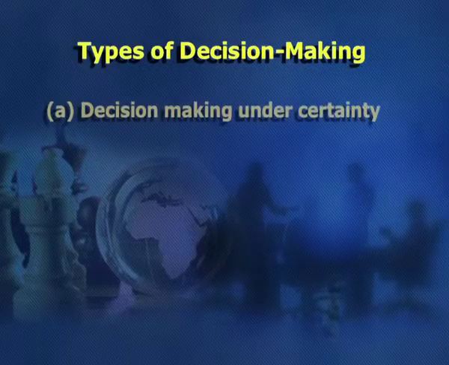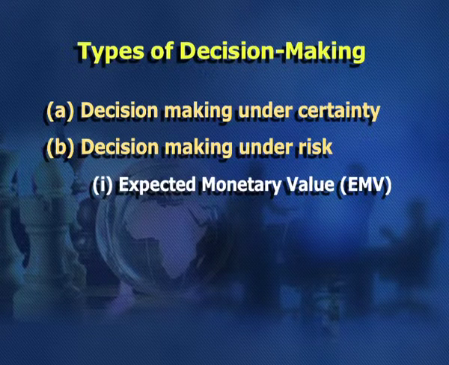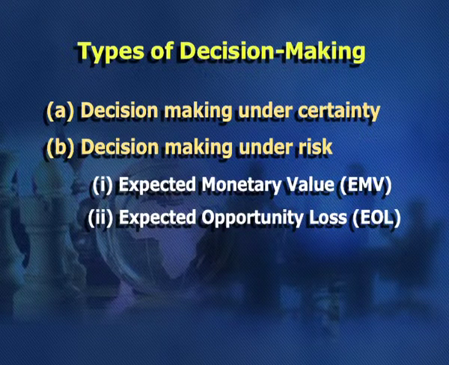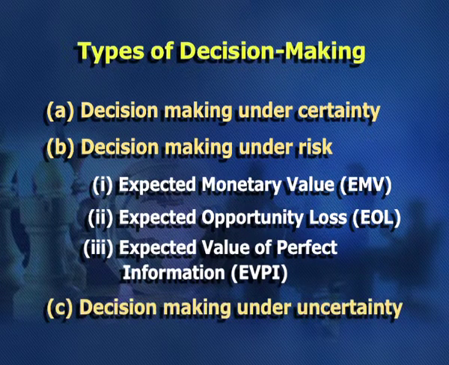Now, types of decision making. Decisions are based upon the data available about the occurrence of events as well as the decision situation. The types of decision making environment: 1. Certainty, 2. Uncertainty and 3. Risk. A. Decision making under certainty. B. Decision making under risk, there are three methods in that: expected monetary value, called EMV, expected opportunity loss, called EOL, and expected value of perfect information, which we can also call EVPI. And C. Decision making under uncertainty. We will start with decision making under certainty.